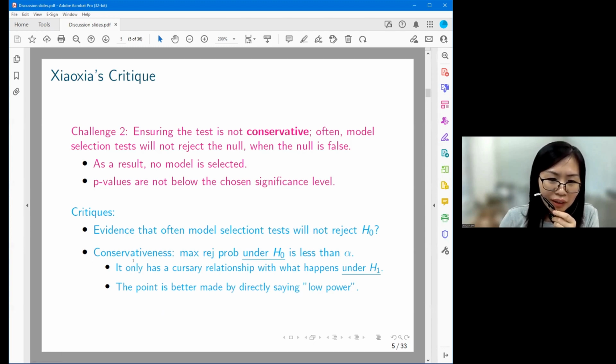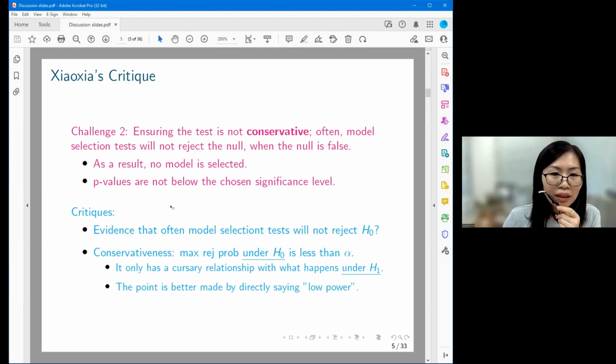And another thing is, it's really about what conservativeness means. So conservativeness basically means the maximum type 1 error probability, so the rejection probability when the null should not be rejected, is less than alpha, not equal to alpha. So that is what conservativeness means in classical textbooks.